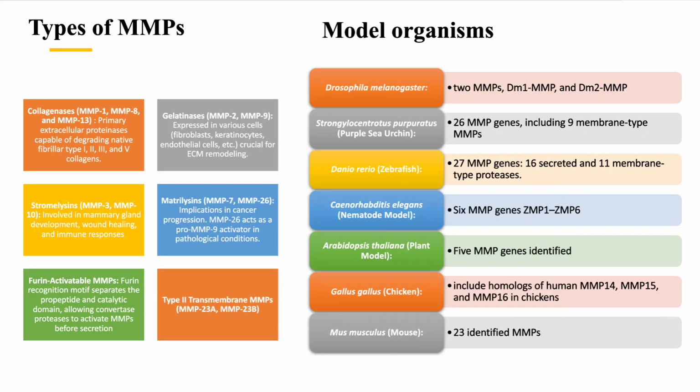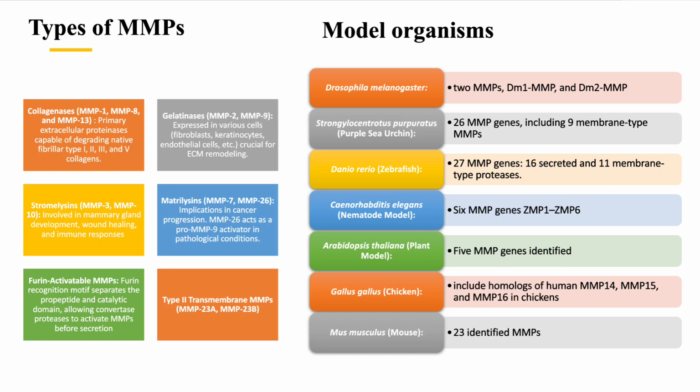Types of MMPs. 28 MMPs have been discovered among various organisms, and the human MMP family consists of 22 members. There are mainly 6 groups: collagenases, gelatinases, stromelysins, matrilysins, membrane-type MMPs, and other non-classified MMPs.